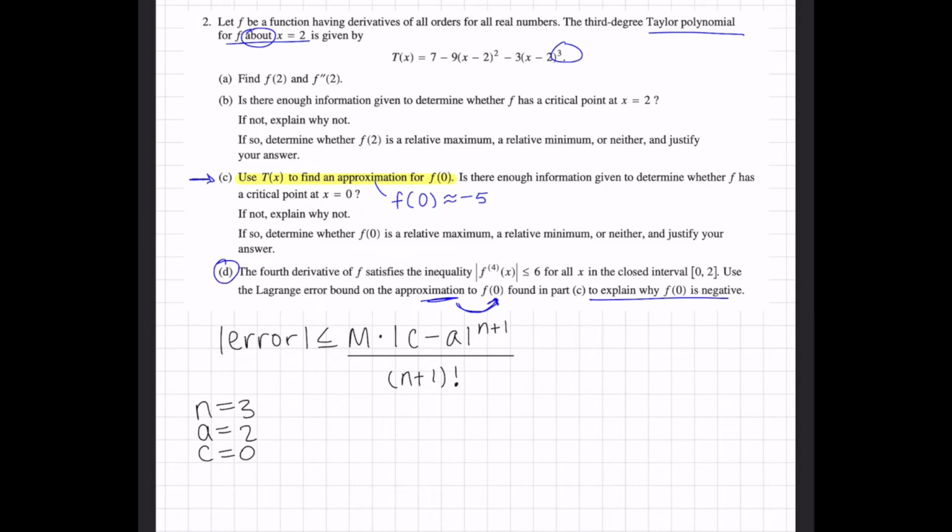But what is M? Let's look at this information over here, which happens to be on this interval. So M is basically the maximum value over here. We're seeing the derivative is less than or equal to 6. So that tells us that 6 is going to be the maximum value that we need. All right, now let's plug everything we have into the formula.